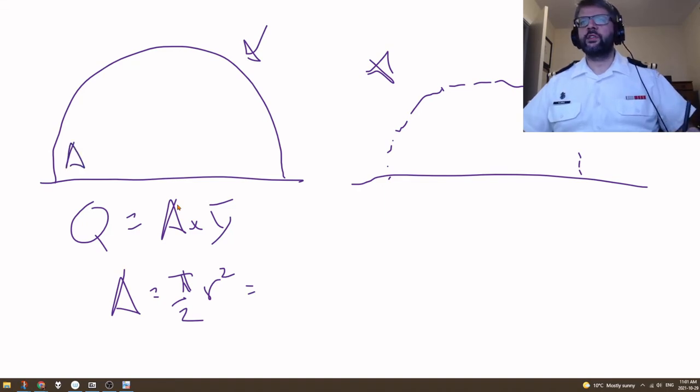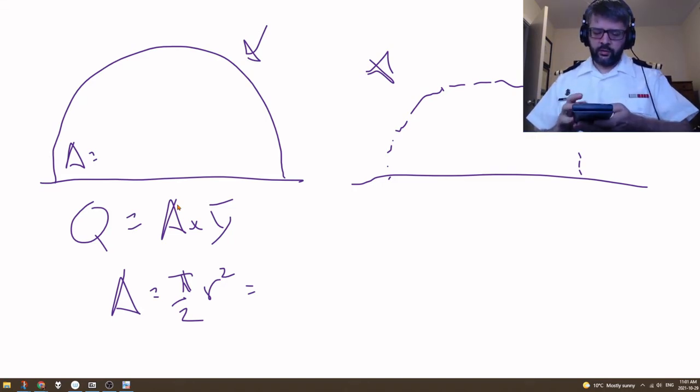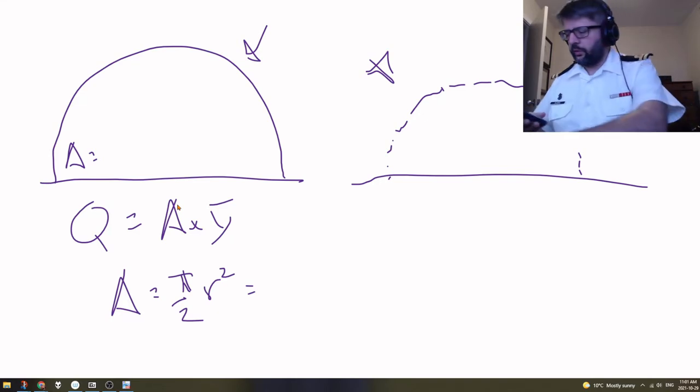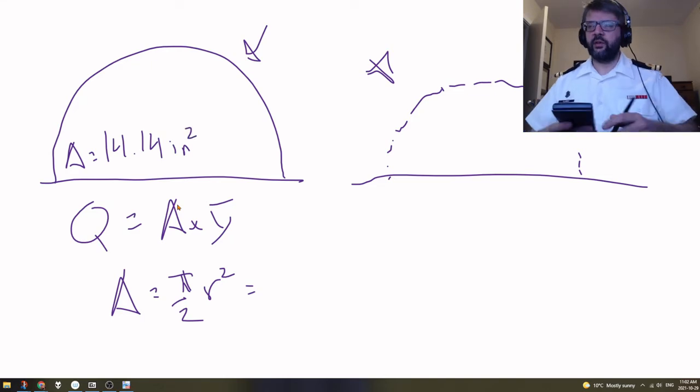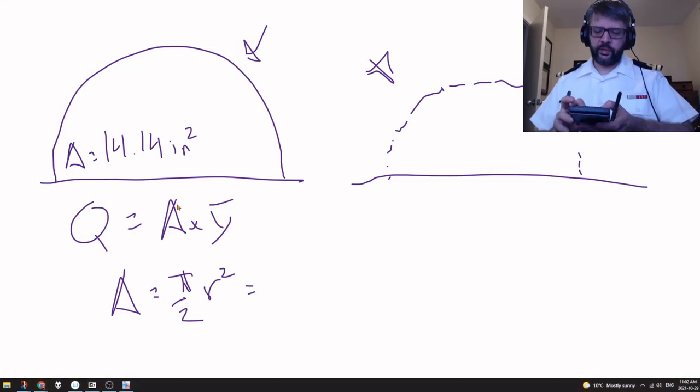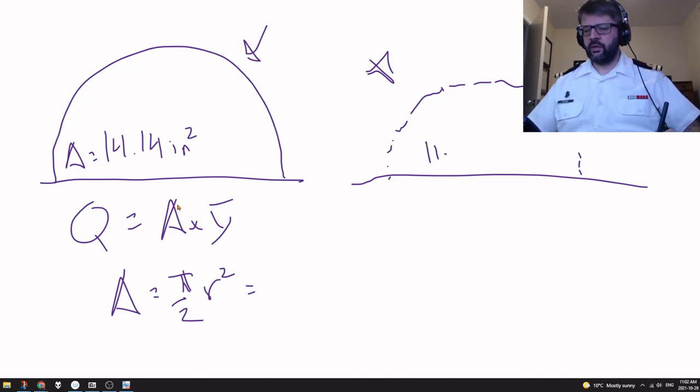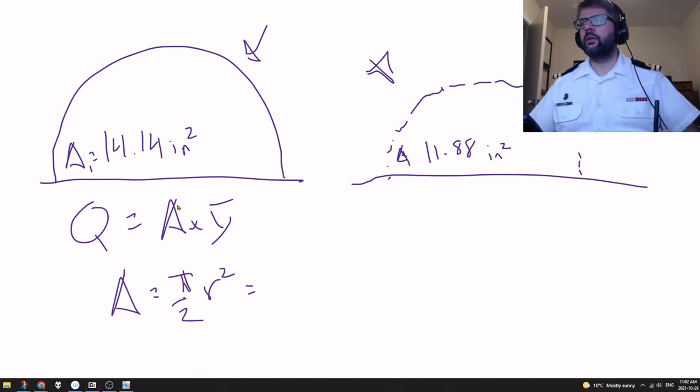We'll do it for each little section here. For the outer portion, our area is going to be 3.14159 divided by 2 times 3 inches squared. So that gives us 14.14 inches squared. The other one, 3.14159 divided by 2 times 2.75 squared, so this one will be 11.88 inches squared. Call it A1, and actually no, I'll call it AO and AI, outer, inner.